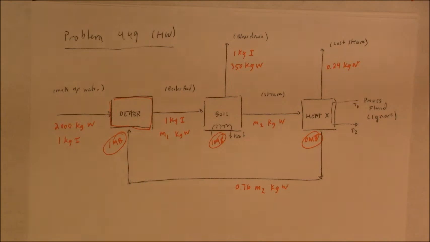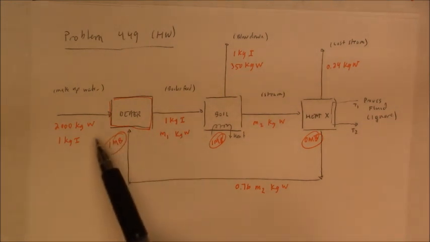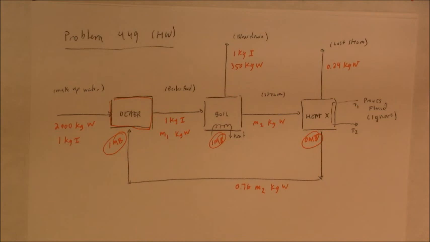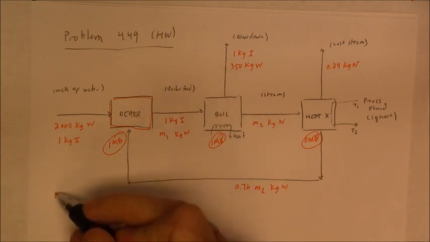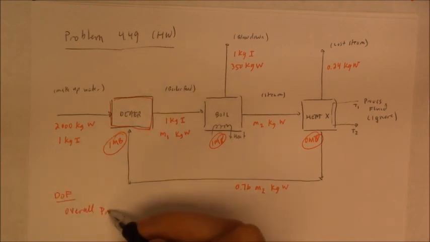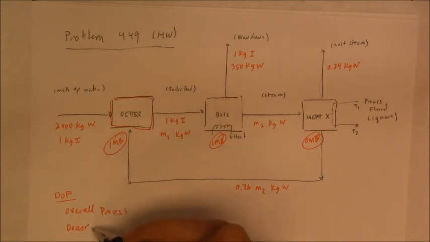Okay, so as we try to be clever in terms of labeling our process, we also have to be aware of the fact that we may end up using up the balances. So again, when I do my overall degree of freedom analysis on the system, I need to consider that. So remember, you want to look at the degrees of freedom for the overall process, the deaerator, the boiler, and the heat exchanger.